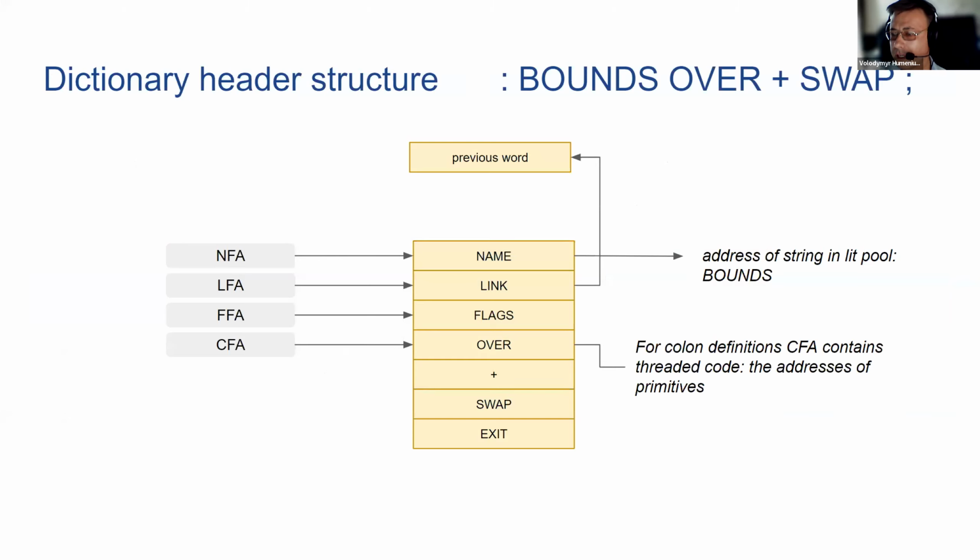Next, I would like to present the structure of words. There are several types of words in this system. First, the ones defined with colon, so-called colon definitions. Here is the structure. It's the name, NFA address, link to the previous word, flags, and here you see the primitives compiled into direct threaded code.